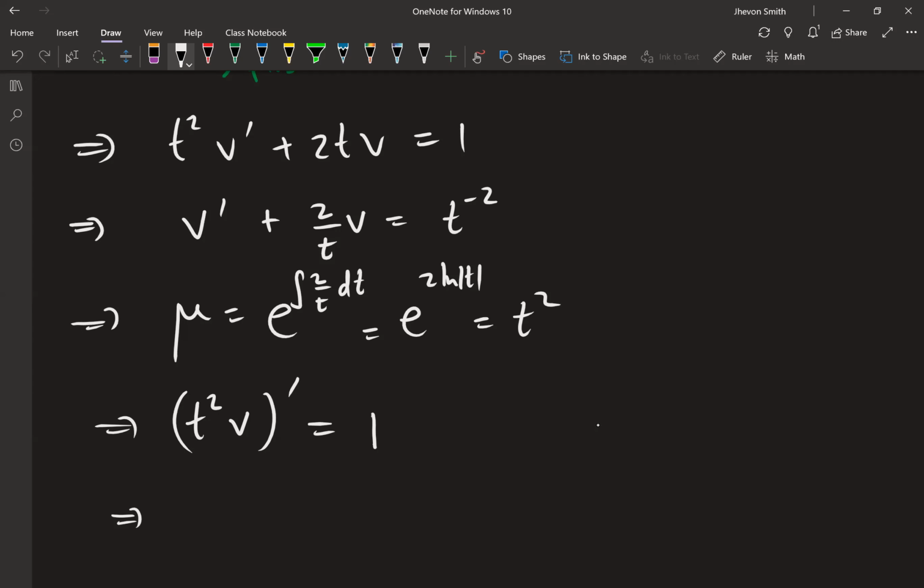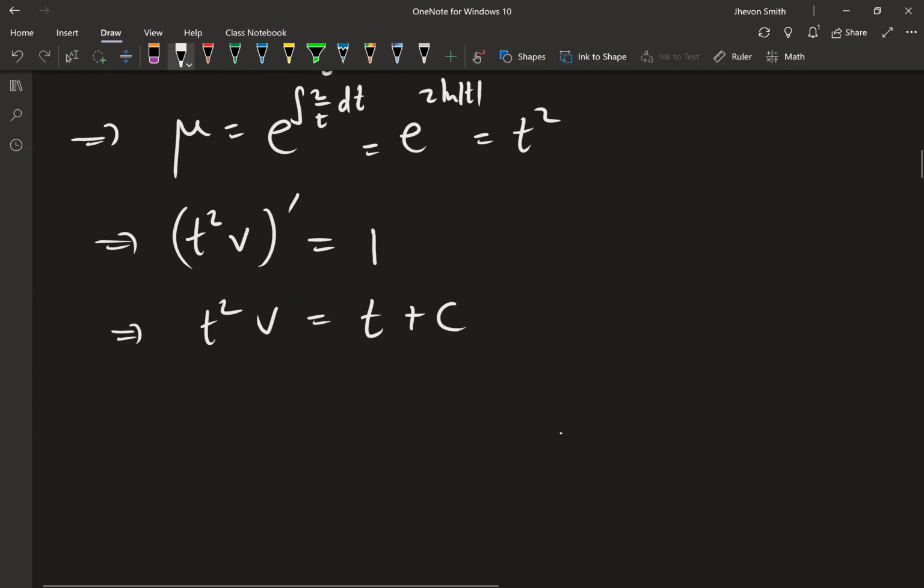So this means that t squared v is going to be equal to t plus some arbitrary constant, which means that your v is going to be equal to, divide by t squared, 1 over t plus ct to the minus 2. So that is actually the solution. Here's an equation that relates my new dependent variable with the independent variable. And so now what I do is the back substitution.